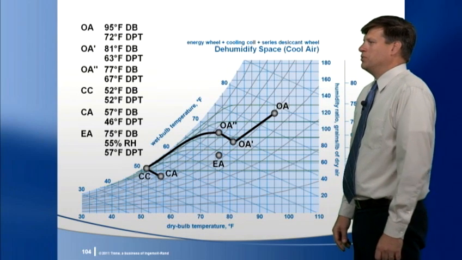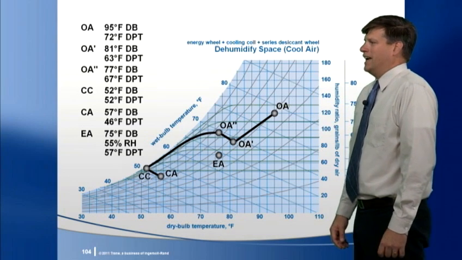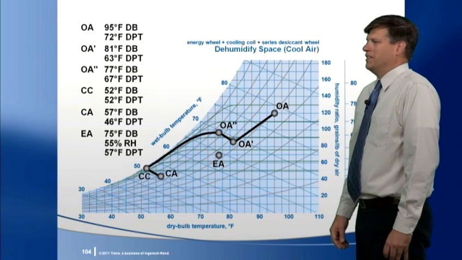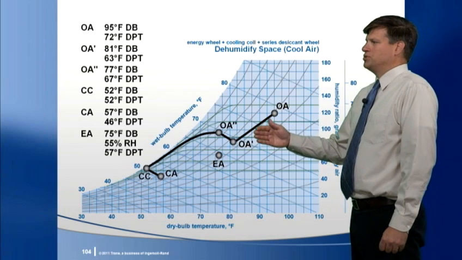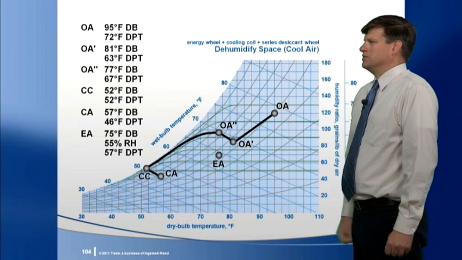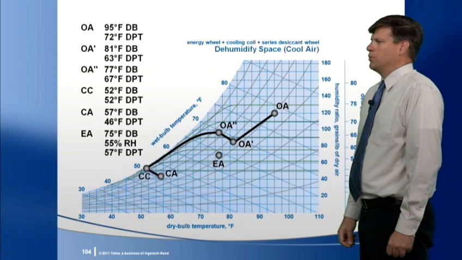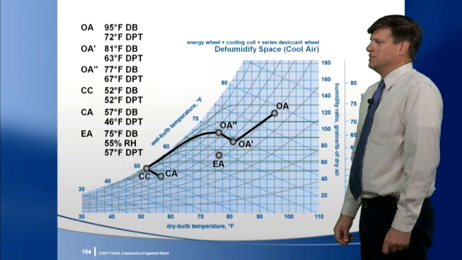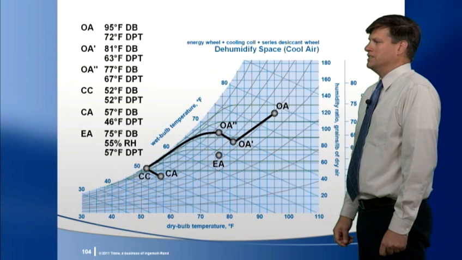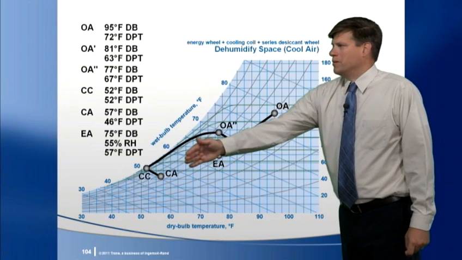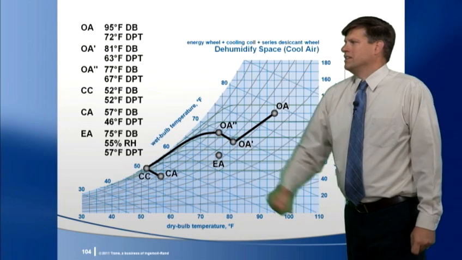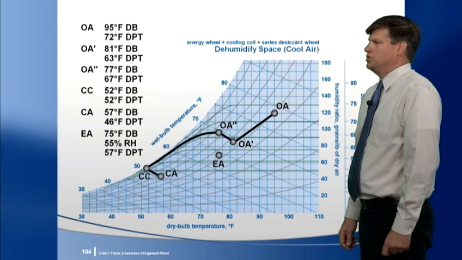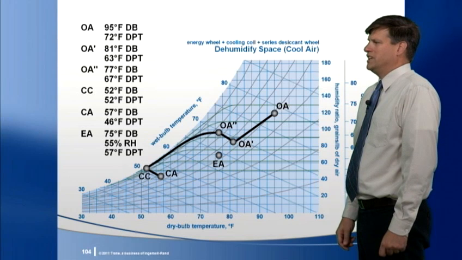Here's the dual wheel unit with the desiccant wheel in series. Outdoor air is pre-cooled and dehumidified by the energy wheel. Then the air passes through the upstream side of the series desiccant wheel, picking up water vapor that has been removed from the air downstream of the cooling coil. The cooling coil dehumidifies the air to 52 degrees. And then the air passes through the downstream side of the desiccant wheel, which further dehumidifies it to our 46-degree dew point, while warming it to 57 degrees dry bulb.